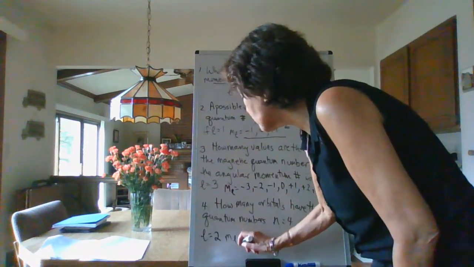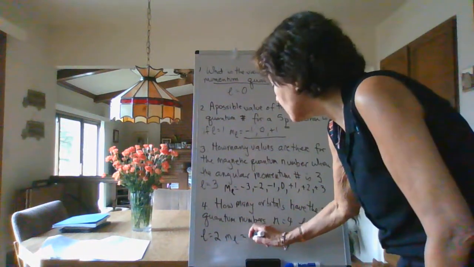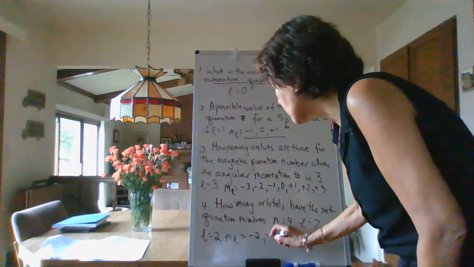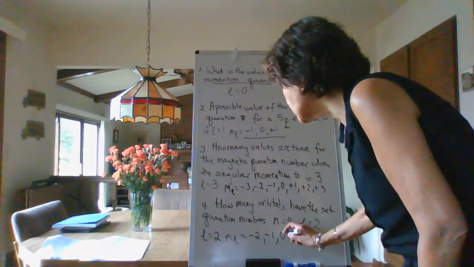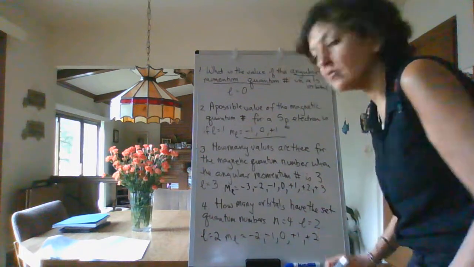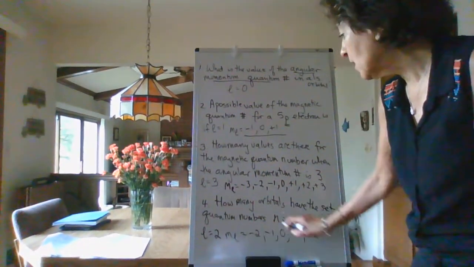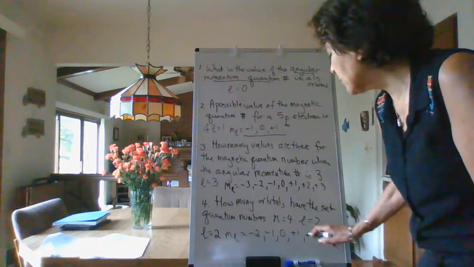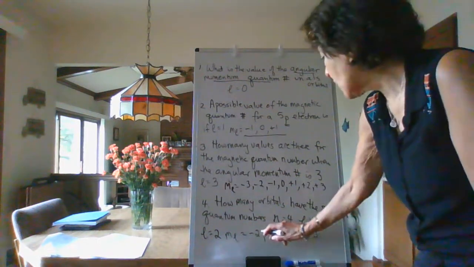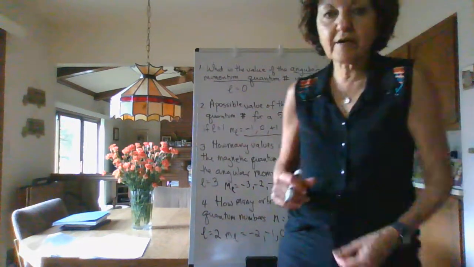Well, we figure out the orbitals from the ML values. What are the possible ML values? -2, -1, 0, +1, and +2. Okay, those are your possibilities. Each one of them represents an orbital. So how many orbitals do you have? 1, 2, 3, 4, 5, 5 orbitals.